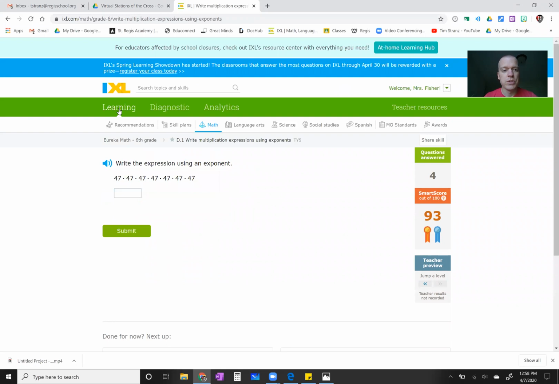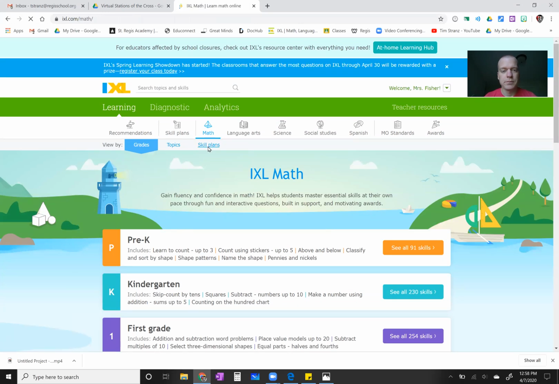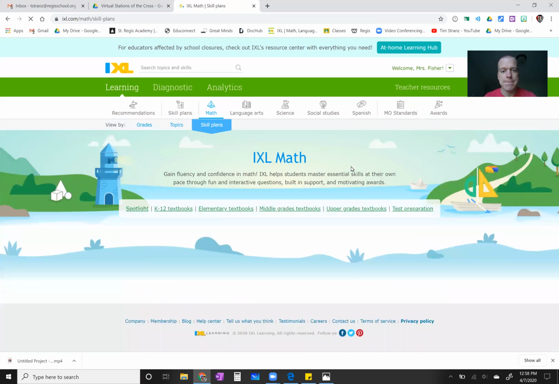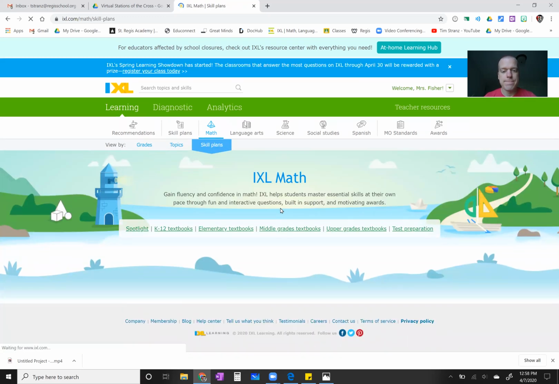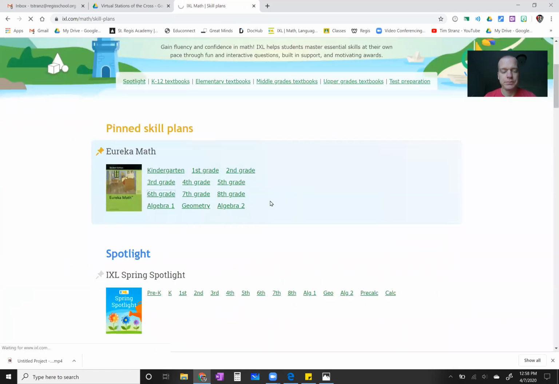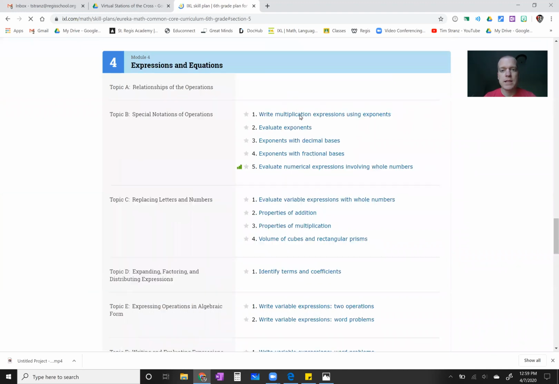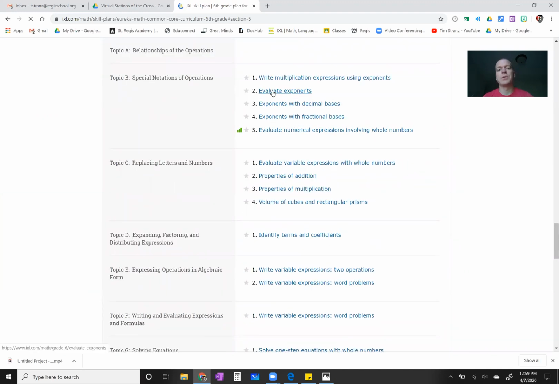Okay, let's go to another skill that I recommended for you. So we're going to go back to skill plans. And these will just all be on your front page. It'll say your teacher has recommended these skills. Man, this is moving slow today. 6th grade, we are in module 4. I don't know why I hit 5. Okay. Next one, evaluate exponents. Let's look at a couple of those.